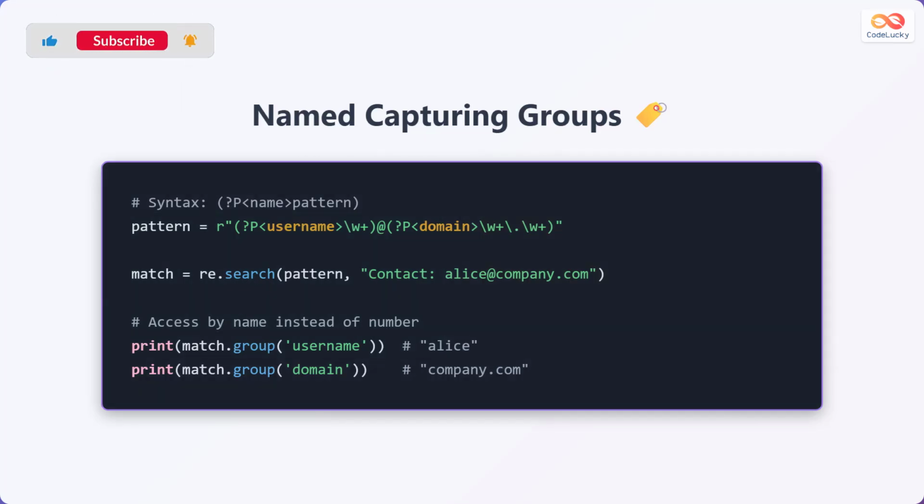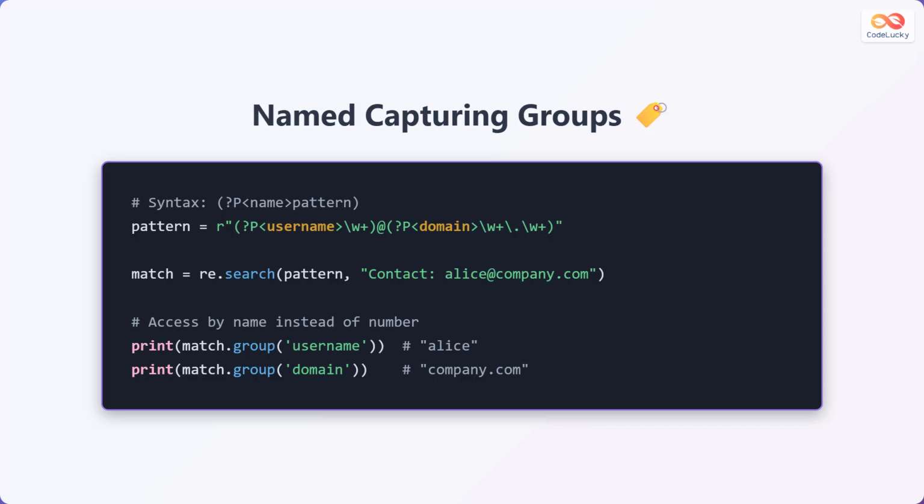Now let's explore named capturing groups. The syntax is (?P<name>pattern). Here is an example. pattern = r"(?P<username>\w+)@(?P<domain>\w+\.\w+)". This pattern assigns the name username to the first group and domain to the second group. Then use re.search to find the pattern in the string.